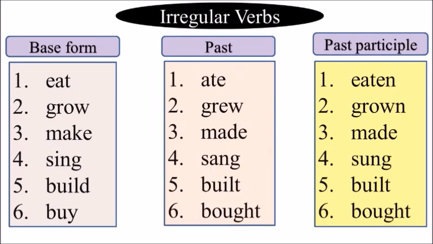The past participle form of irregular verbs have various endings. Study the following examples. Eat, ate, eaten. Grow, grew, grown. Make, made, made. Sing, sang, sung. Build, built, built. Buy, bought, bought.